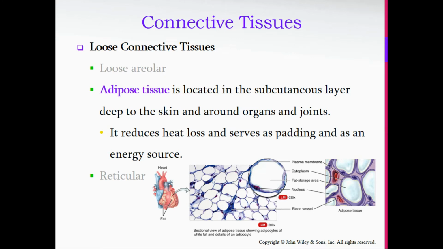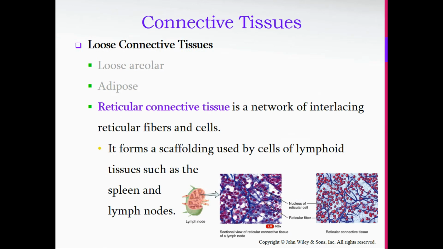It helps protect the kidneys and gives them a little bit of cushion. Because the kidneys contain so much blood, filtering toxins out of the blood, and they're kind of close to the surface of the body, it helps keep the kidneys warm so that it doesn't cool the blood as it is being filtered. By definition, adipose tissue is located in the subcutaneous layer, deep into the skin and around organs and joints. It reduces heat loss and serves as padding and as an energy source.